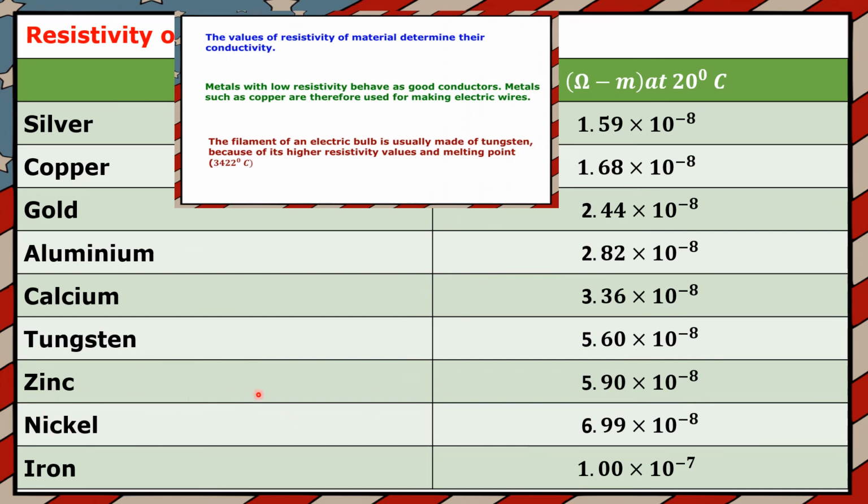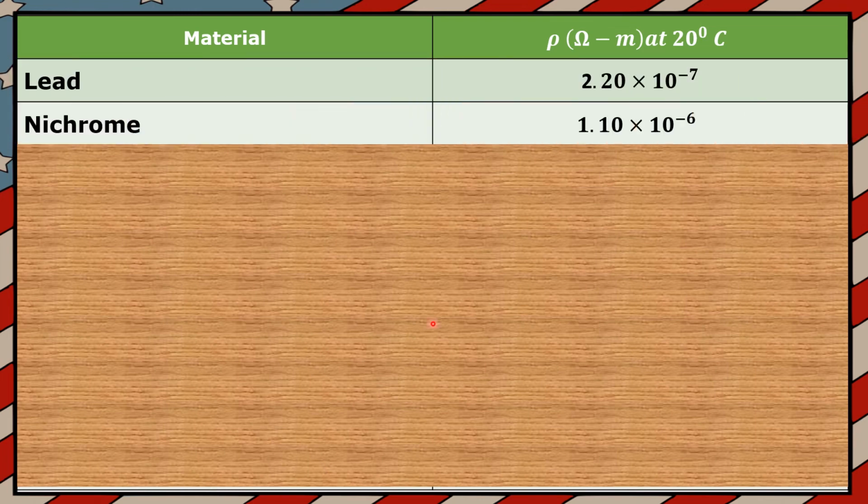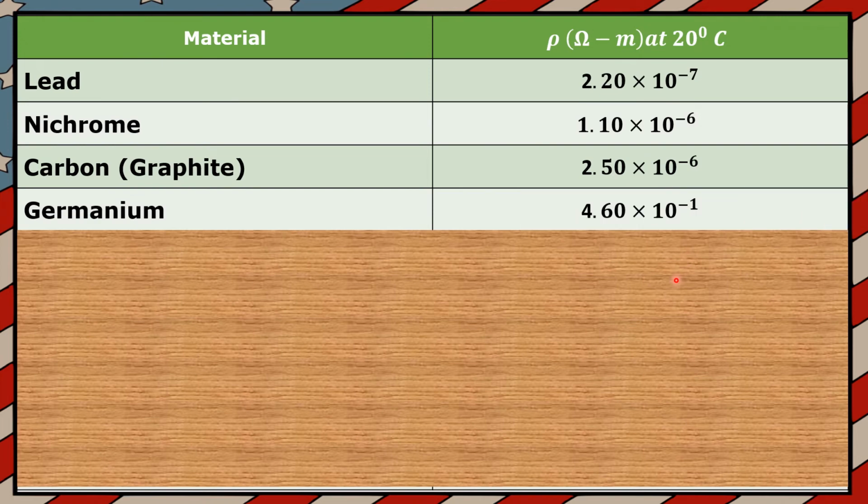And these are the resistivity values of the different materials here. We can see some more materials and their resistivity in this table also. The resistivity of lead is 2.20 into 10 to the power of minus 7. Nichrome resistivity is 1.10 into 10 to the power of minus 6. Carbon 2.50, that is carbon graphite. Graphite is the allotrope of carbon and its resistivity is 2.50 into 10 to the power of minus 6 ohm meter. Germanium 4.60 into 10 to the power of minus 1.